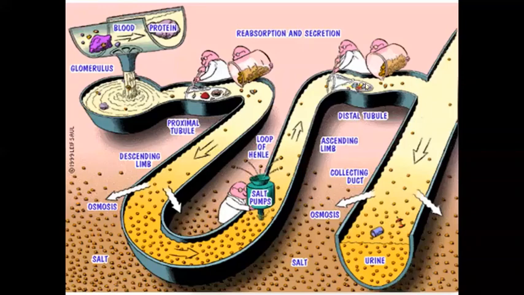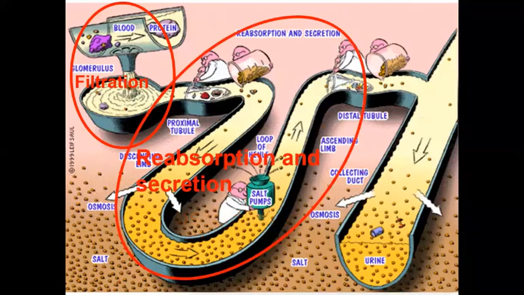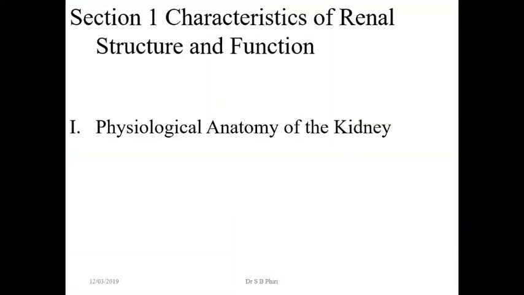Then from the distal convoluted tubule, you have the collecting tubules that connect to form the collecting ducts. And you can see the final urine that is being produced here after modification by secretion and reabsorption in the kidney nephron. Filtration there, reabsorption and secretion, like I've already explained. Then later on, urine will be released.